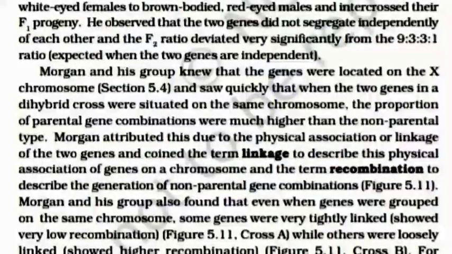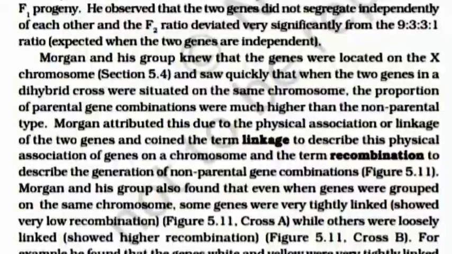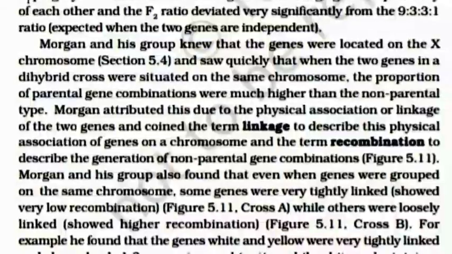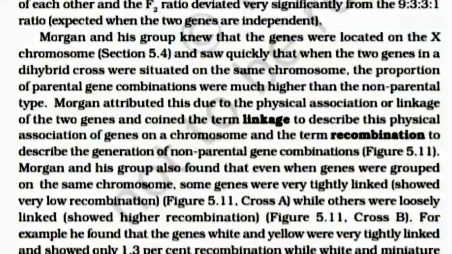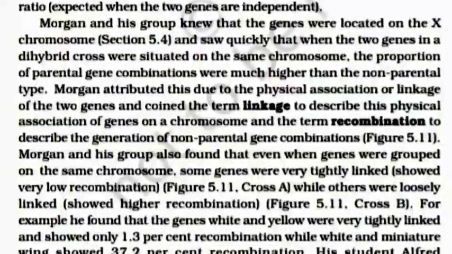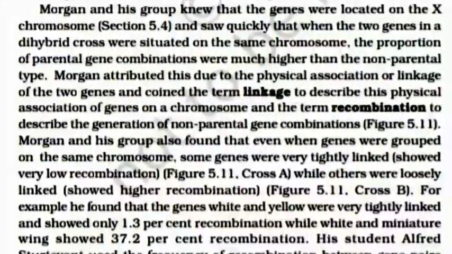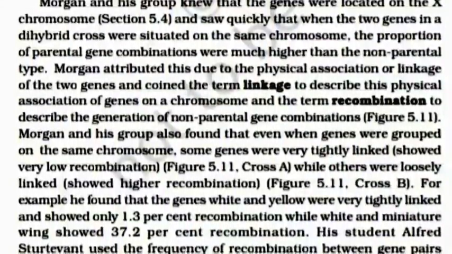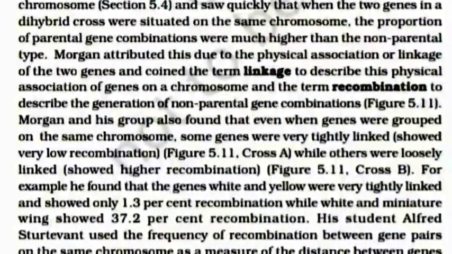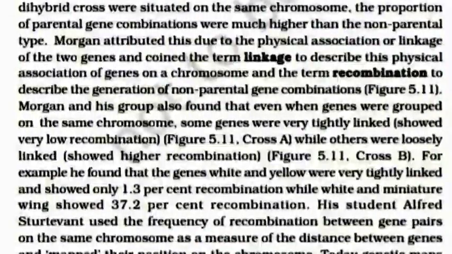Morgan attributed this to the physical association or linkage of the two genes and coined the term linkage to describe the physical association of genes on a chromosome, and the term recombination to describe the generation of non-parental gene combinations. Morgan and his group also found that even when genes were grouped on the same chromosome, some genes were very tightly linked and showed very low recombination, while others were loosely linked and showed higher recombination.